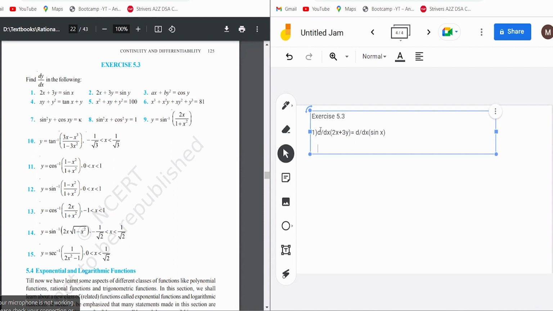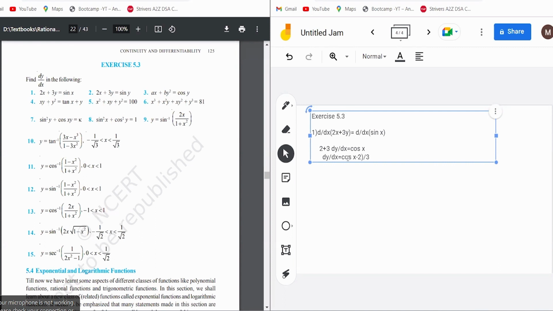So from here, what will you get? We will get d by dx of 2x plus 3y. So it would be 2, because the differentiation of 2x is 2, plus 3 times dy by dx, because the differentiation of y would be dy by dx, equal to d by dx of sin x, which is cos x. So from here, we can say that dy by dx is nothing but cos x minus 2 divided by 3. So it is that simple.